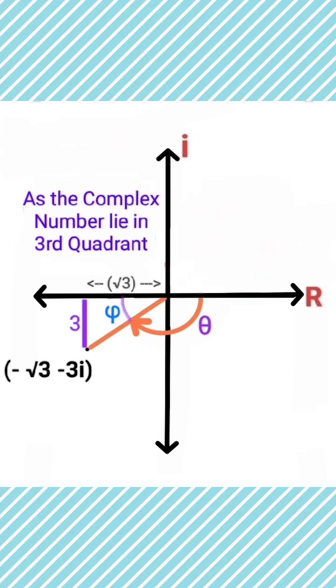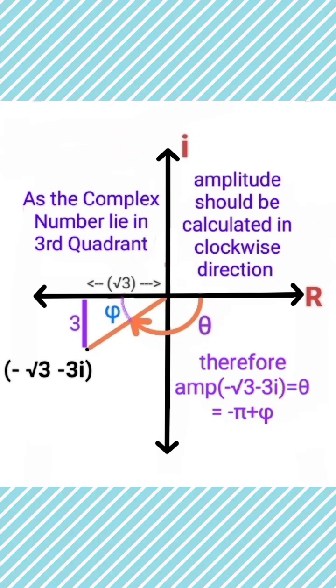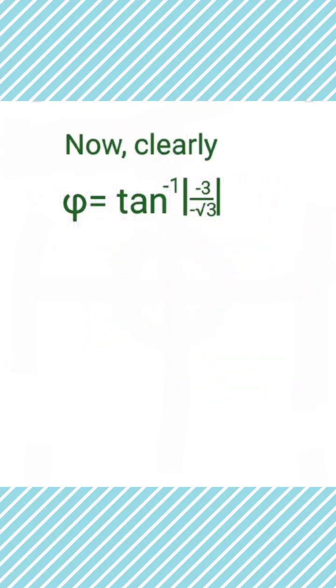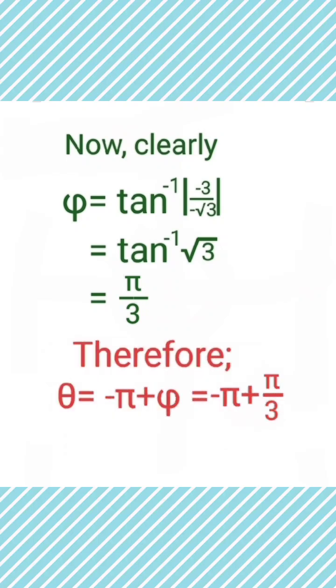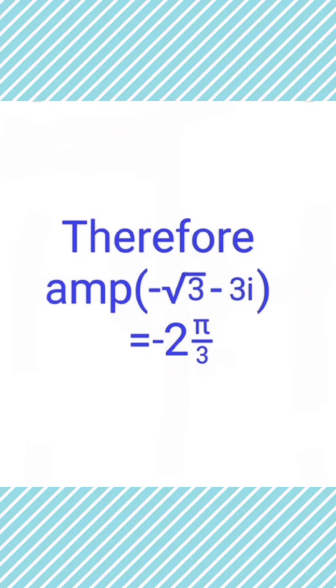As the complex number lies in the third quadrant, the amplitude should be calculated in the clockwise direction. Therefore, amp of minus root 3 minus 3i, theta, equals minus pi plus phi. Now clearly, phi equals tan inverse modulus minus 3 by minus root 3, which equals tan inverse root 3, which equals pi by 3. Therefore, theta equals minus pi plus phi, equals minus pi plus pi by 3, equals minus 2 pi by 3. Therefore, the amplitude of minus root 3 minus 3i equals minus 2 pi by 3.